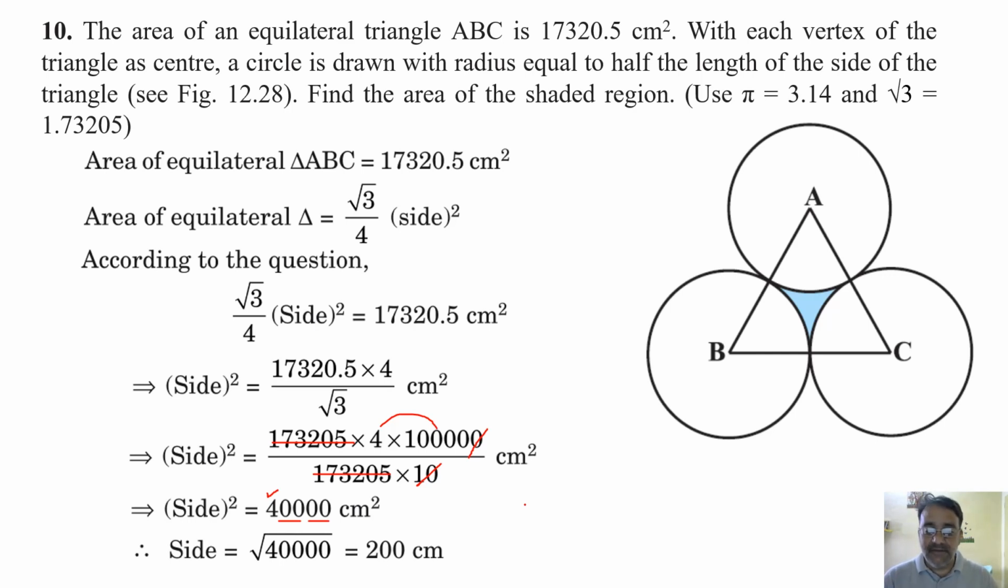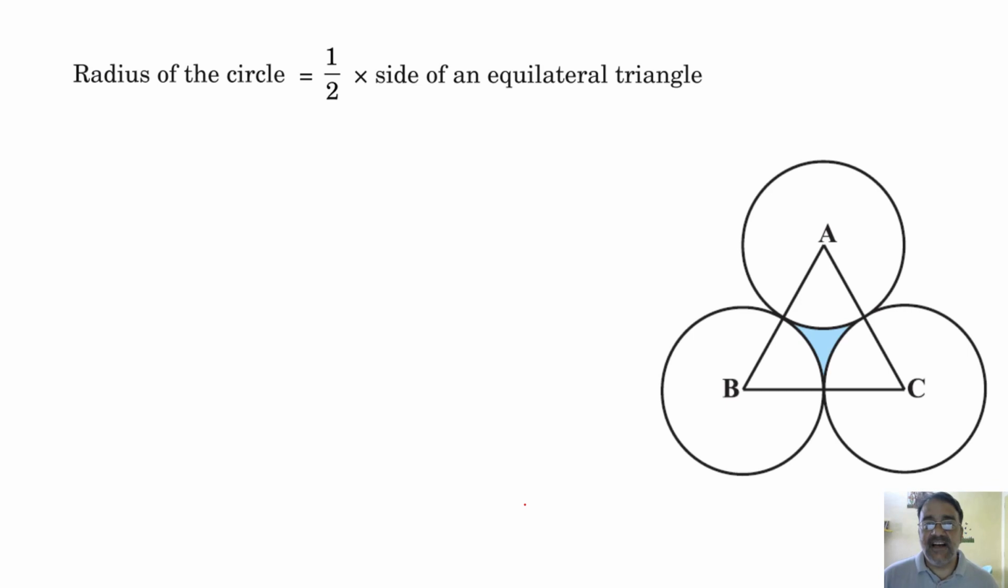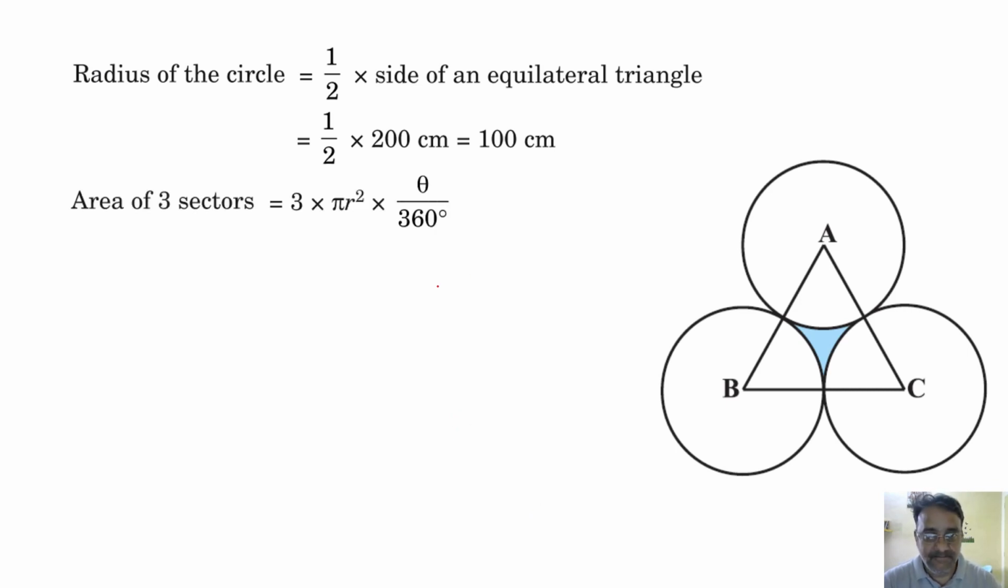Okay, now we got the value of side. Side अगर 200 है तो radius कितना होगा? 100. Very good. So radius of the circle is half of the side of an equilateral triangle. So half into 200 will be equals to 100 centimeter. Okay. So area of three sectors will be equals to 3 into area of one sector. Area of one sector is pi r square into theta upon 360. Okay. So 3 into 3.14 into 100 into 100 into 60 upon 360. So we'll get this value because each angle of an equilateral triangle is 60 degree.